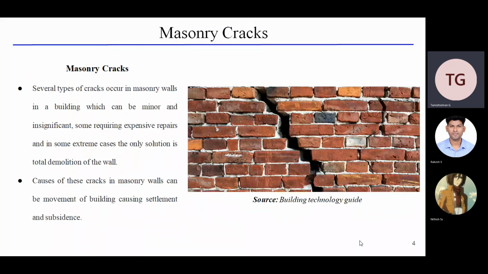Thank you, Rakesh. We can see so many types of cracks. First, we can see masonry cracks. In masonry cracks, there are several types, which can be minor cracks or major cracks, and they can require more expensive repairs or small repairs. The cracks may happen due to settlement and subsidence.